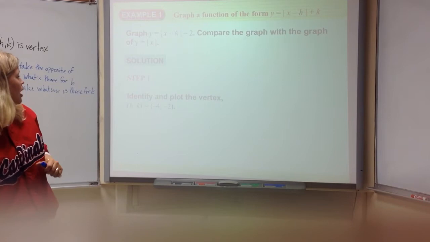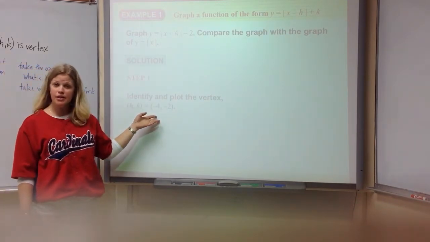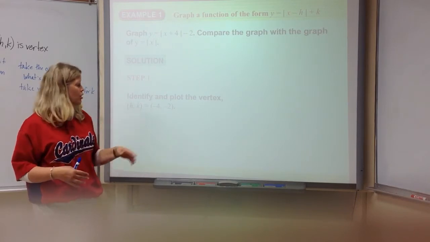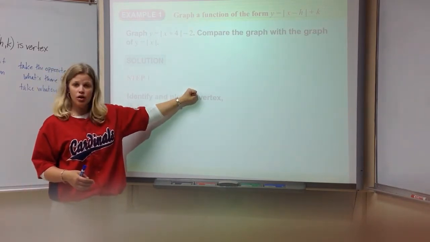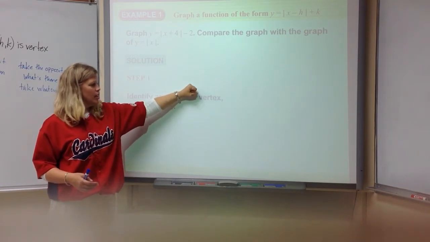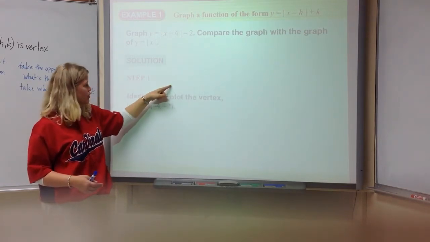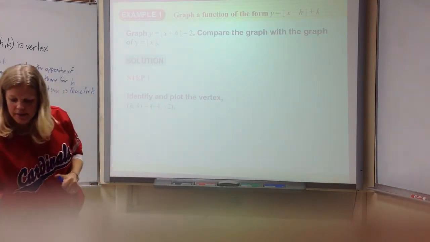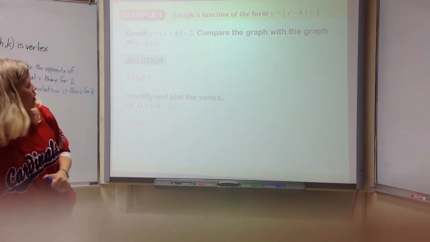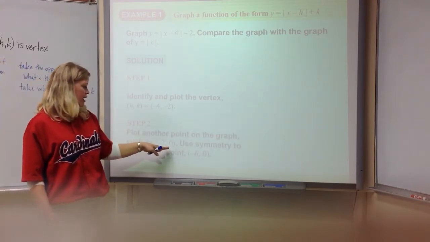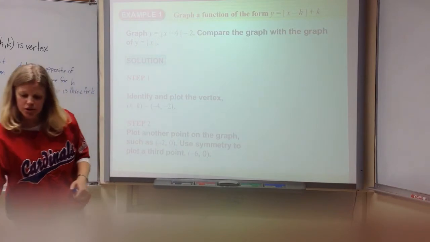Step 1. Identify and plot the vertex. Hey, we did. It's negative 4, negative 2. So now, when you go to graph it, instead of starting it at 0, 0, we're going to go over to negative 4 and negative 2. Okay? But then pick another point, such as negative 2, 0. Now I'm going to show you this.